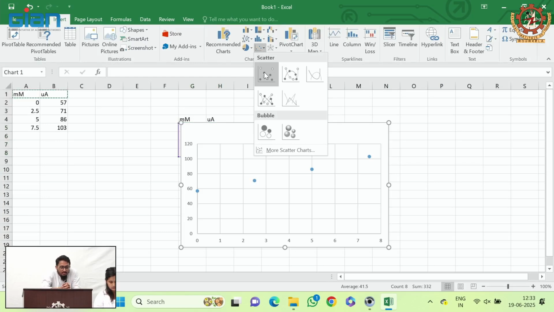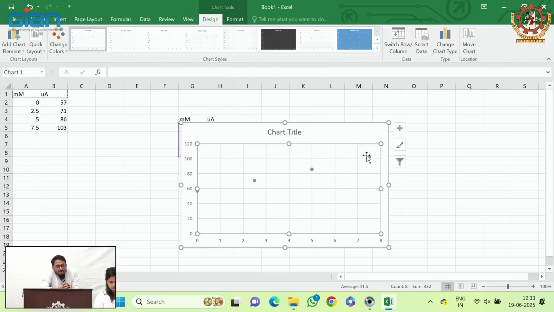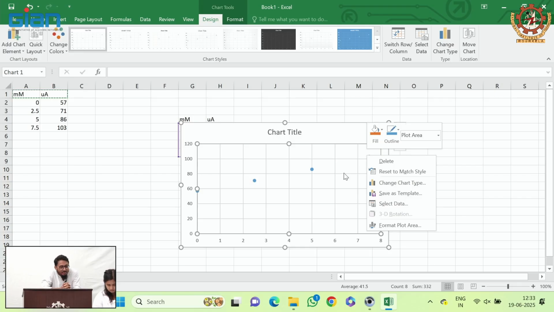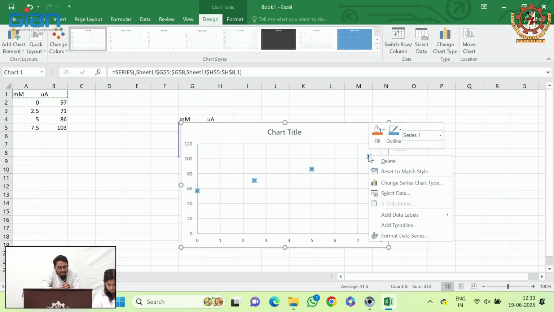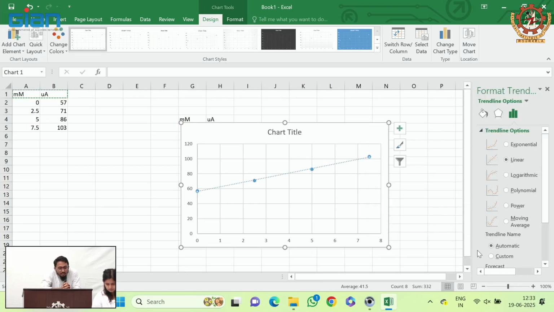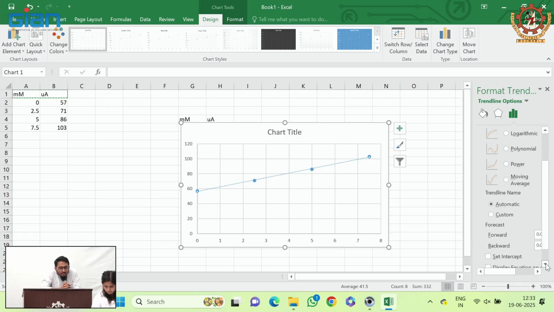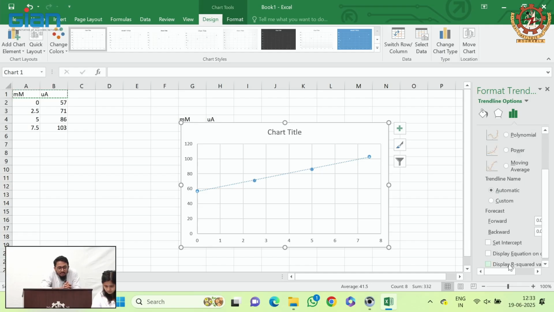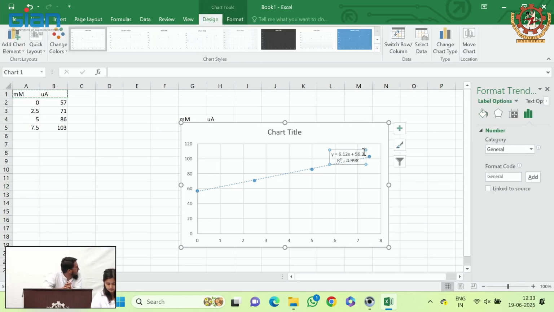Let's have a look at the linear fit. Oh, nice. Looks like a very good linear fit. We can look at the R square value and the sensitivity. Linear fit, please. Done. R square is how much? 0.99. Okay, done. What is the sensitivity? 6.12 microamps per millimolar.